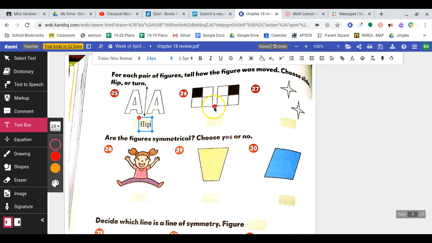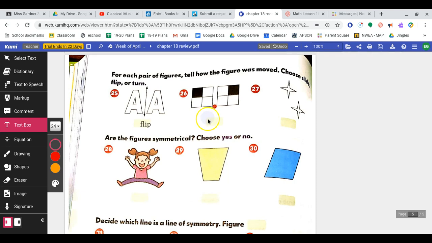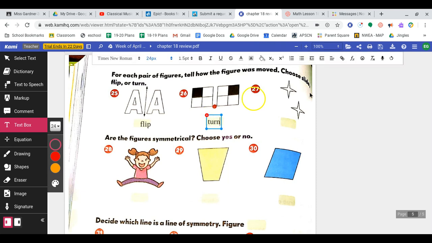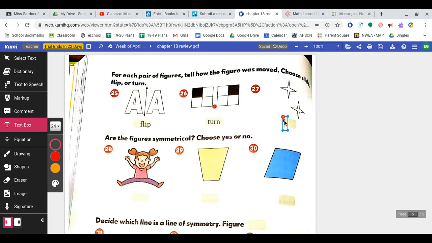Over here, this red dot helps you to see what's happening to this shape. The square that was on the top left-hand corner is now top right. It's a turn. And over here, the little stars, what's happened here? A slide. A slide can be diagonal.